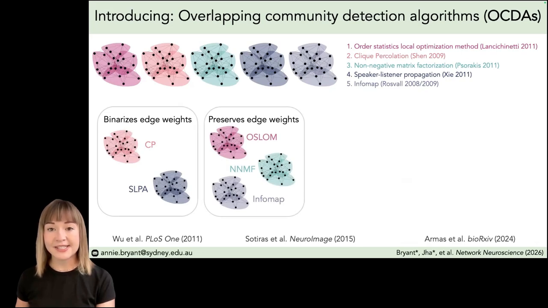Moreover, each of these algorithms makes different assumptions about edge weights. For example, clique percolation and SLPA binarize edge weights, while OSLOM and NMF and InfoMap inherently incorporate the graded structure of edge weights. And this divergence has important implications for benchmarking and requires careful consideration of how, and indeed the extent to which, edge weights could affect algorithm performance.